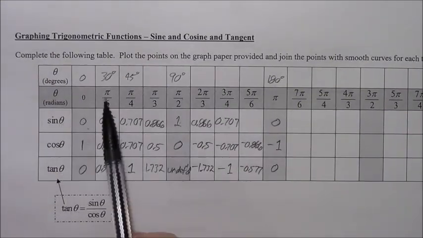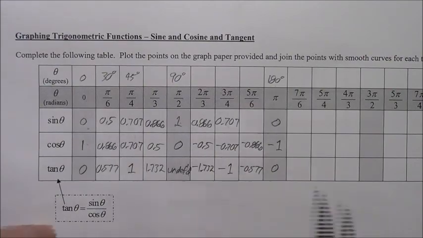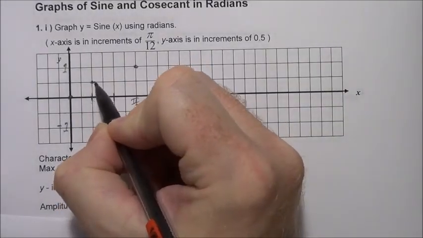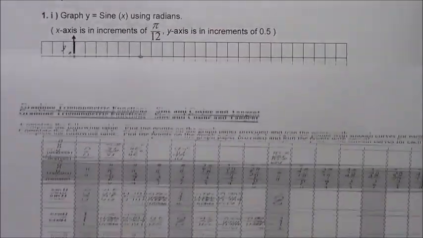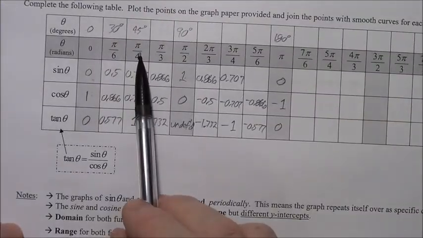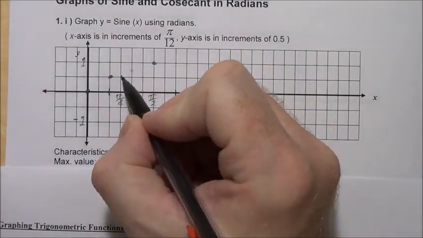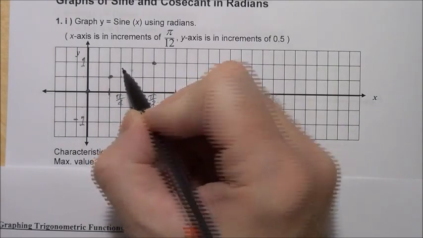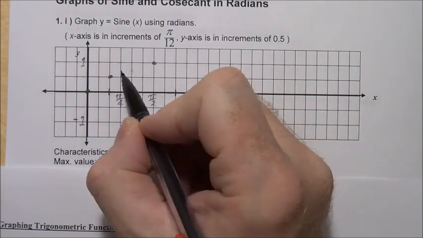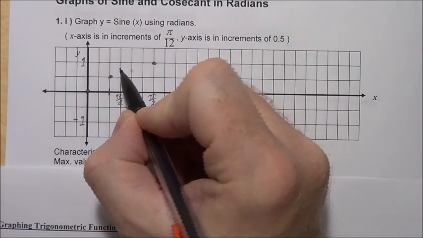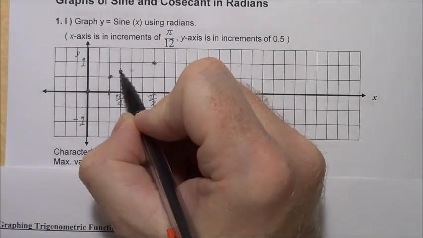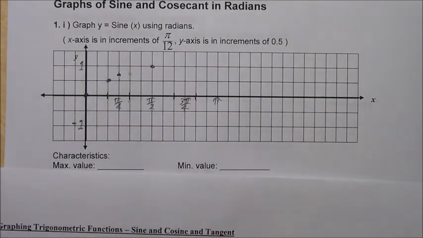Then at pi by 6, sine theta is going to be 0.5. So pi by 6 is right here, so this is 0.5 there. At pi by 4, sine theta is going to be 0.707. I put the point at 0.707 is halfway between 0.5 and 1, so I kind of have to estimate there. It's not right in the middle, because that would be 0.75, so it's just a tiny bit below that. So we're just kind of getting an idea, we're just kind of estimating there.